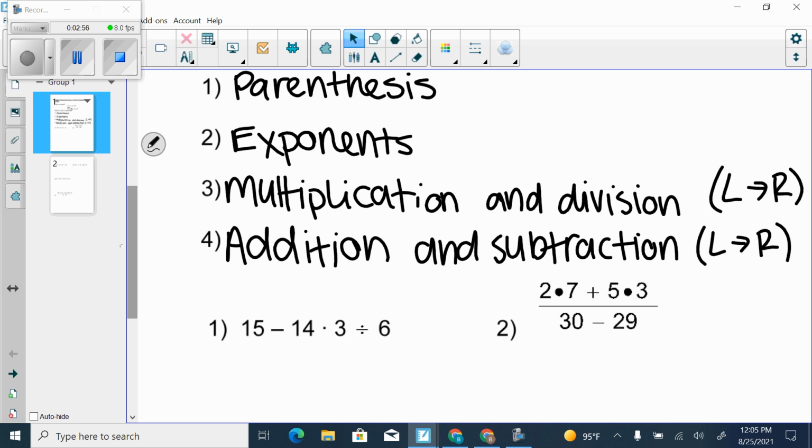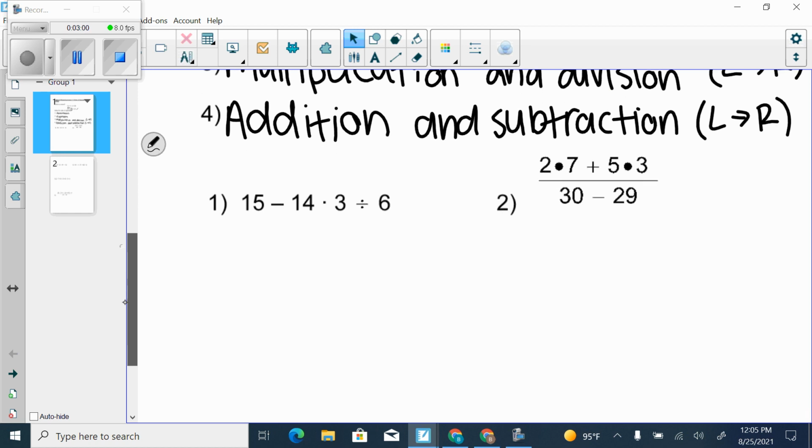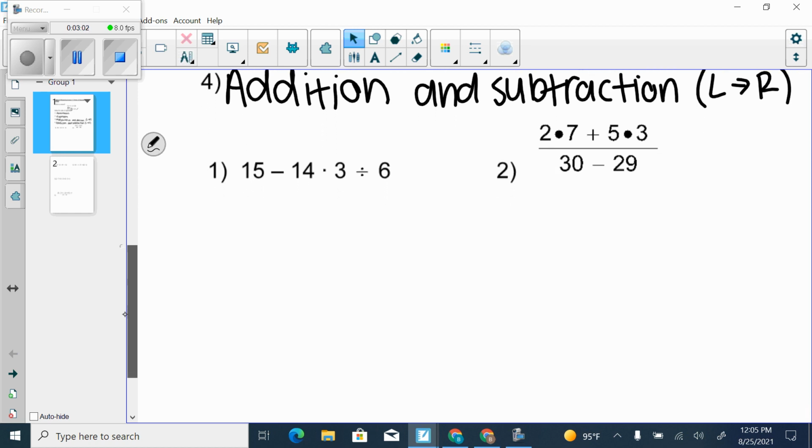So on number 1, do we have any parentheses? Do we have any exponents? No. So multiplication and division. Right, we got multiplication and division. And we're doing which one first? Right, because that's the one we come to first when reading the problem.